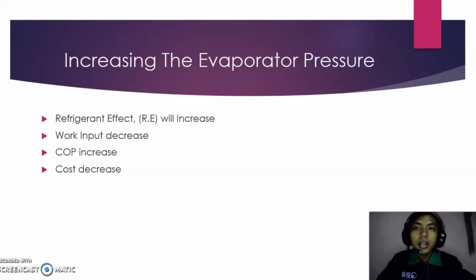First of all, we need to increase the evaporator pressure. When we increase the evaporator pressure, the refrigerant effect will also increase, but the work input will decrease. The COP will also increase because COP is the refrigerant effect divided by the work input. When the refrigerant effect is higher than the work input, the value of COP also gets higher. As we know, when COP gets higher, the refrigeration cycle will work efficiently, so the operating cost will be lower.